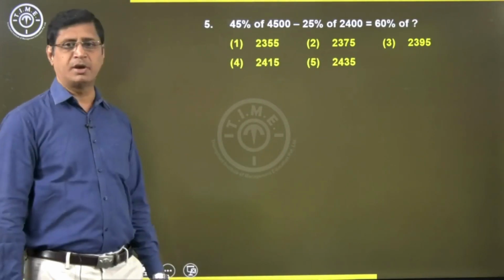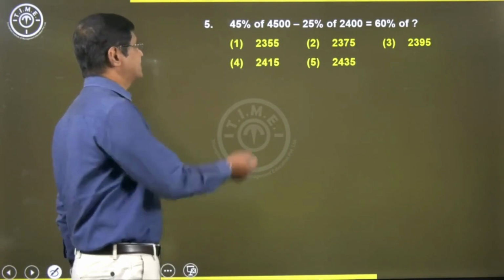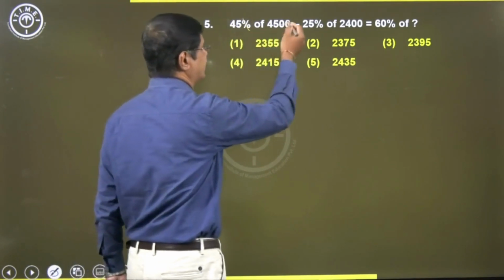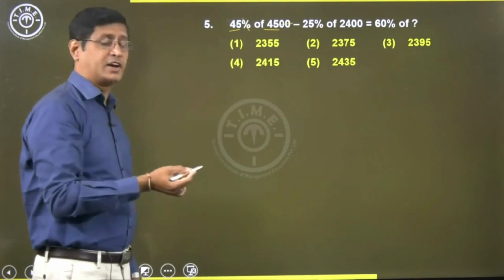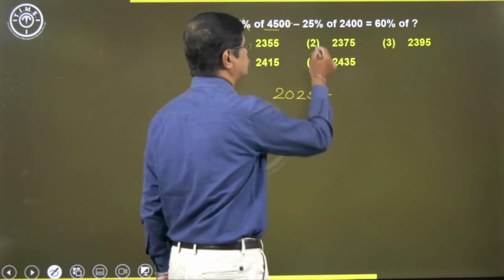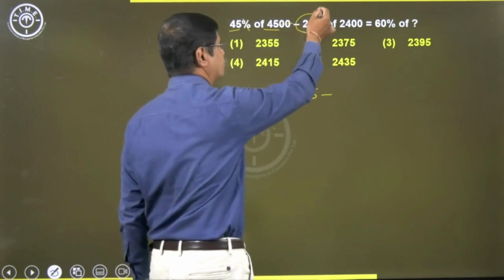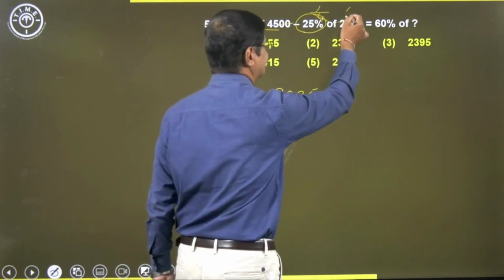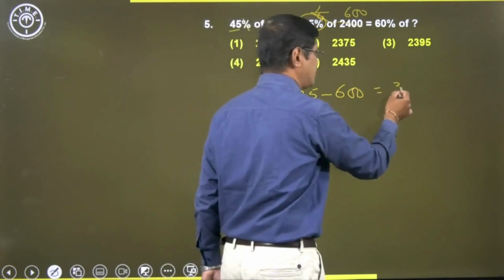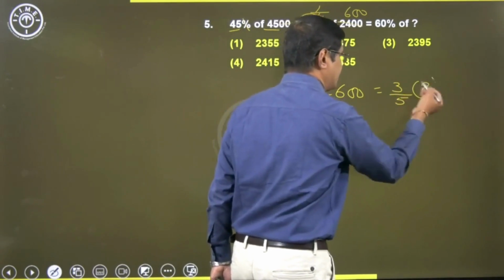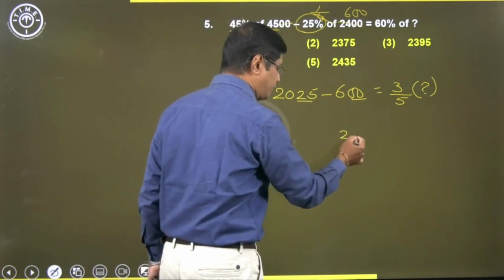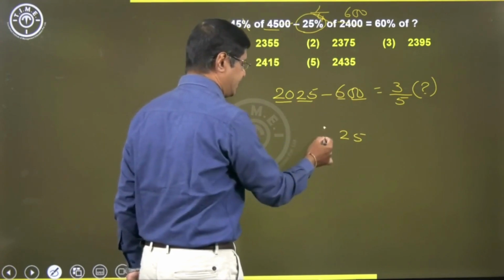Look at the next example, question number 5 on your screen. 45% of 4500. 45% means percentage, and zeros we can cancel. 45 into 45, that is 45 square. The value is 2025. Minus 25%. 25% means 1/4 value. 1/4 means it is 600. Is equal to 60% of the question mark. Just simplify this. What is the cancellation? 25 minus 0, 0, that is 25. 20 minus 6, it's 14.